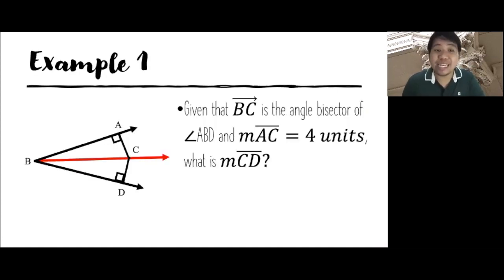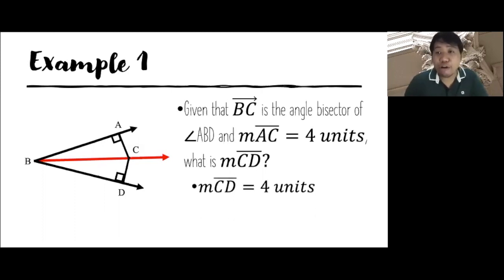Example number 1. Given that ray BC is the angle bisector of angle ABD and the measure of segment AC is equal to 4 units, what is the measure of segment CD? So alam po natin na equidistant sila, no po? Point C is equidistant to the sides of the angle. Kaya kung ang measure ni segment AC ay 4 units, ang measure din ni segment CD ay 4 units. Kasi equidistant nga po sila.